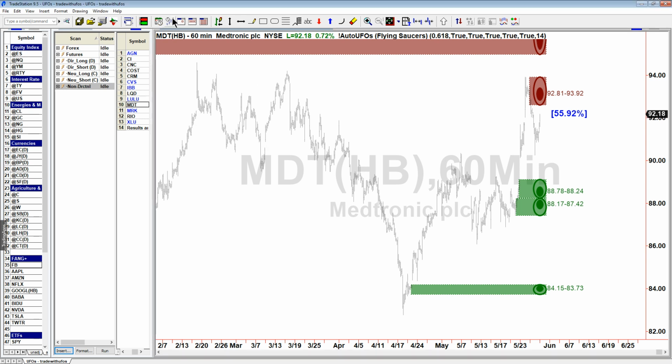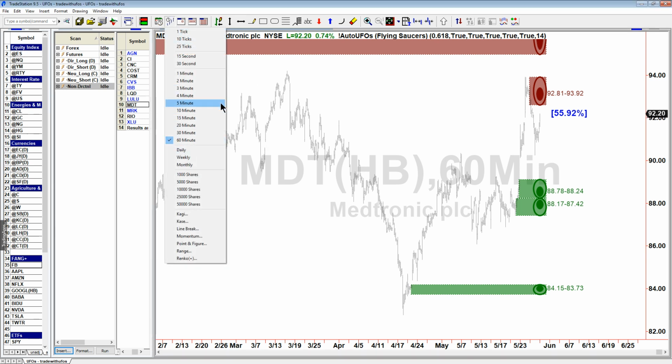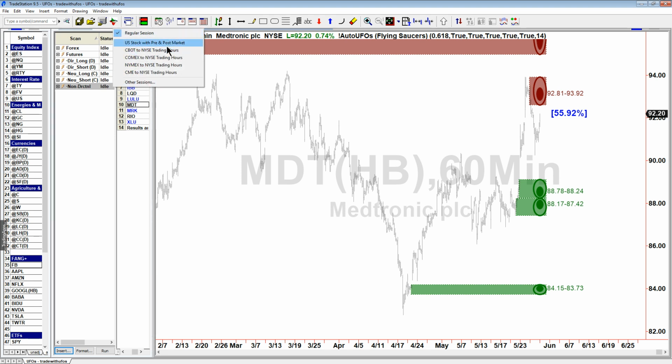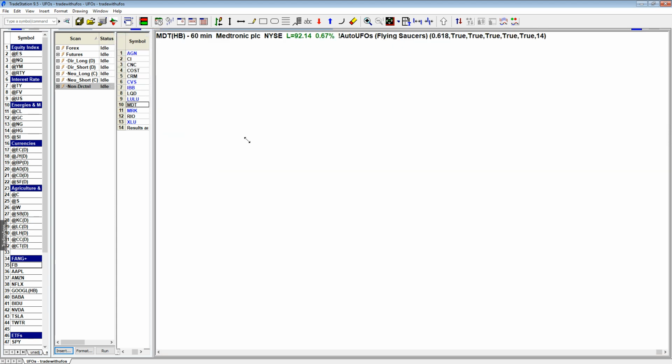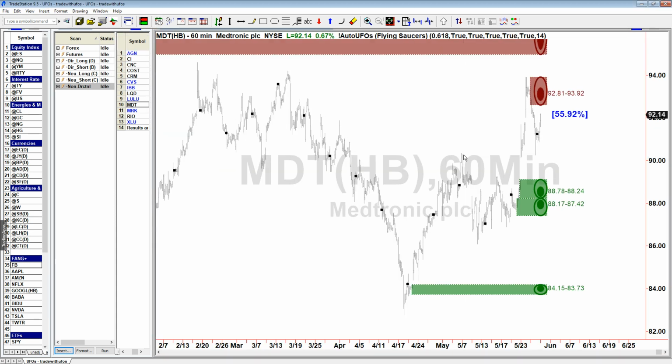What I would like to find out about MDT is more about the UFO performance stats. Compare those performance stats with regular and pre and post market. Regular is giving me, as you can see, 55.92. If I switch to pre and post market, it's giving me 48, which tells me that in the case of MDT, pre and post market UFOs are not going to help us, in the sense that those institutions seem to be canceling those orders. So it's not really going to help us.